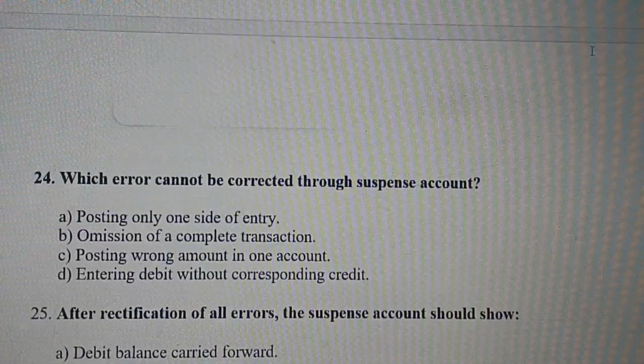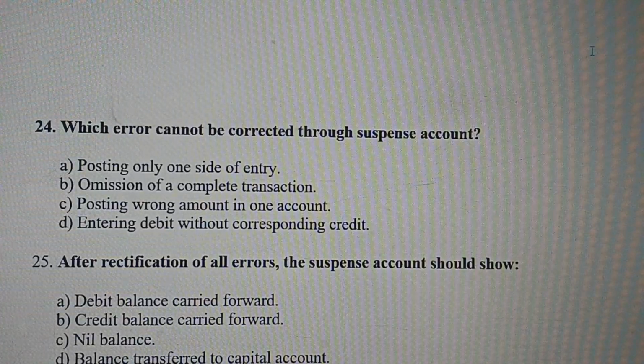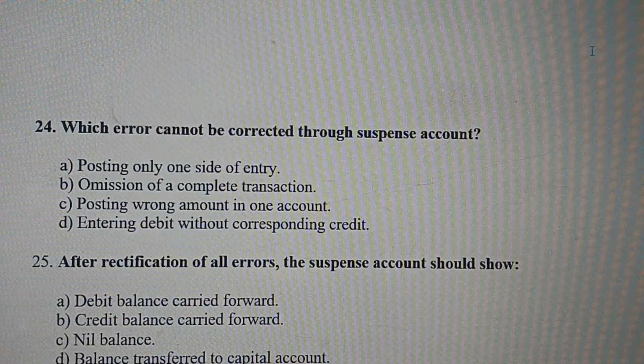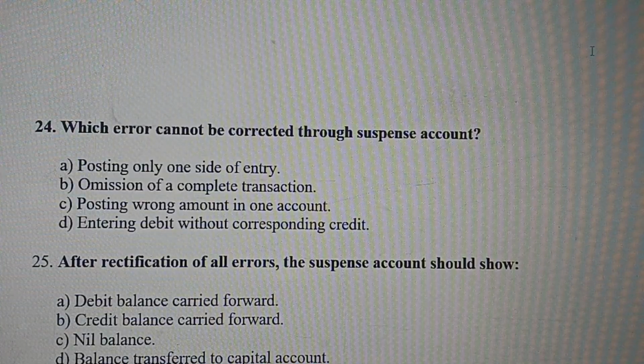Next question. Which error cannot be corrected through the suspense account? Posting only one side of entry, omission of a complete transaction, posting wrong amount in one account, entering debit without corresponding credit.